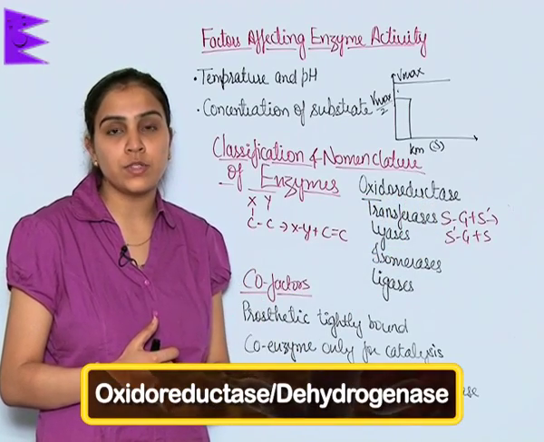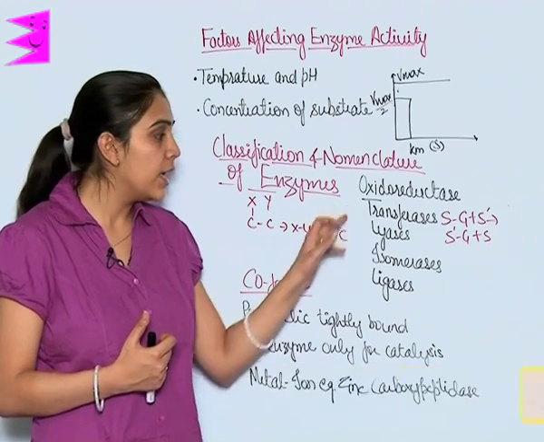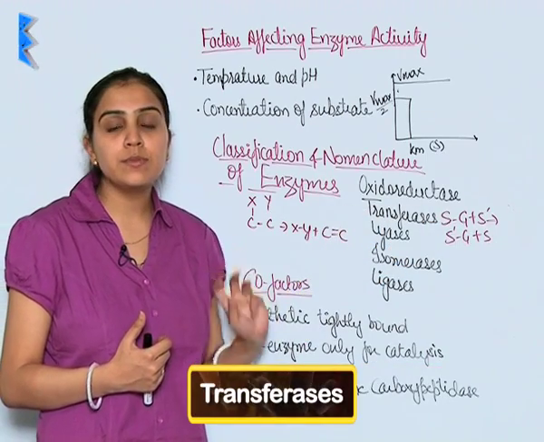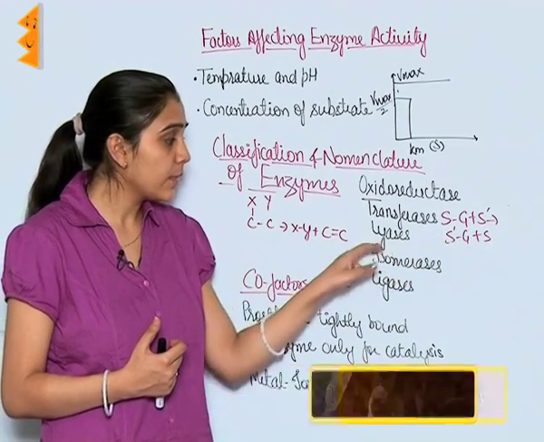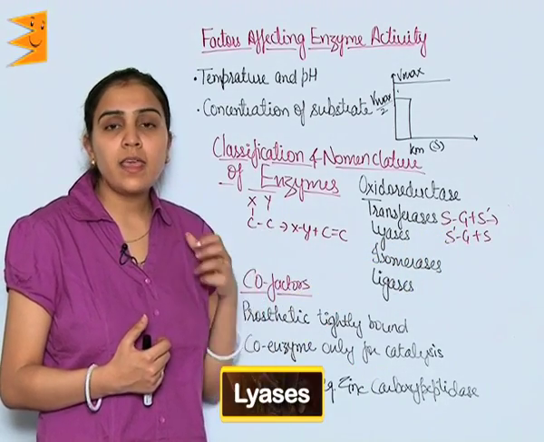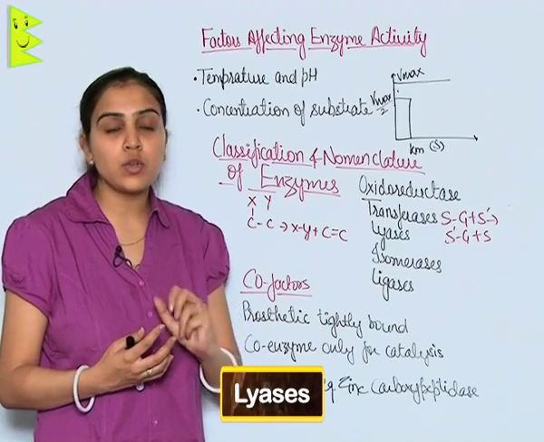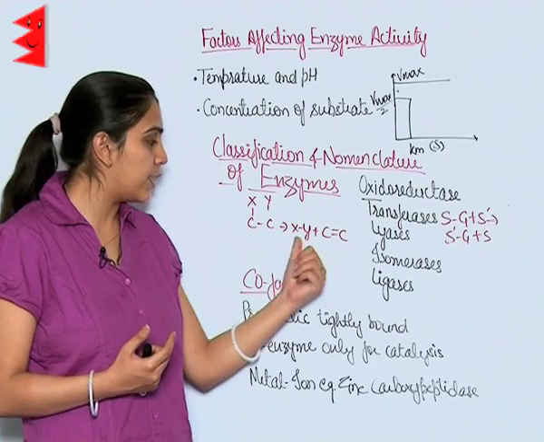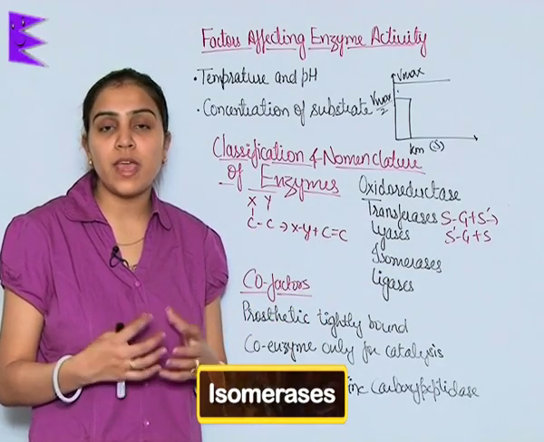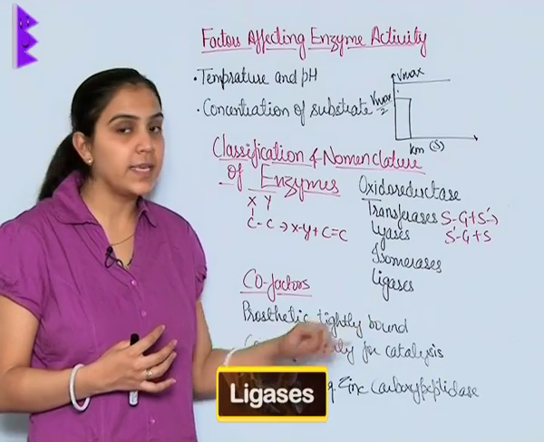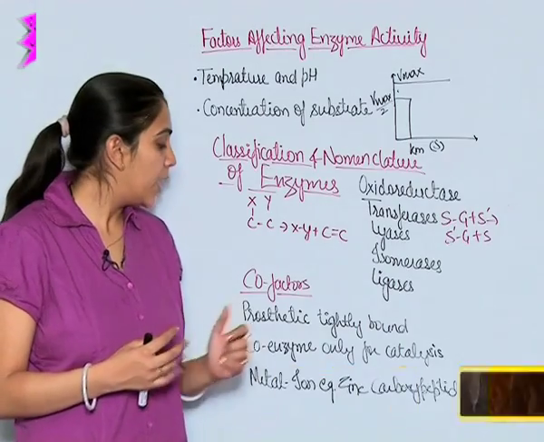Classification and nomenclature of enzymes. Oxidoreductase or dehydrogenase, which catalyzes oxidoreduction reactions. Transferases help in transfer of a terminal group. You can see here. Lyases help in removal of groups with the formation of a double bond. You can see this reaction. Isomerases help in conversion of any isomer form. Ligases help in attachment.